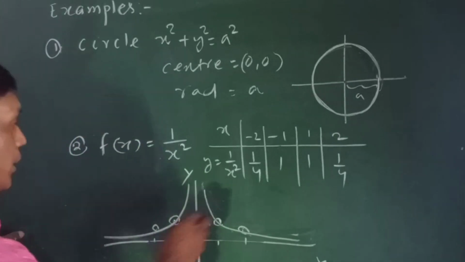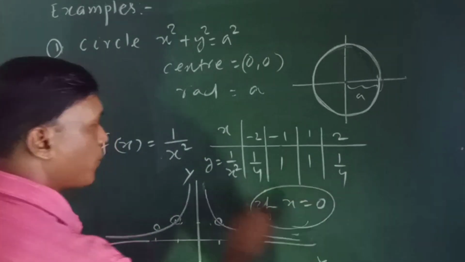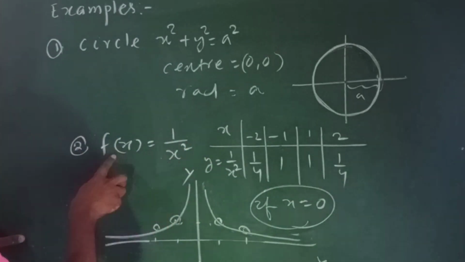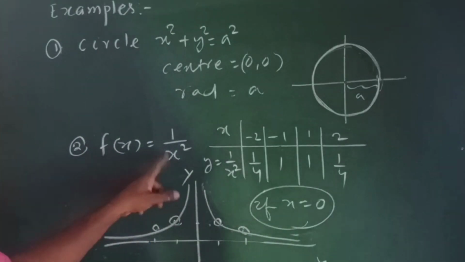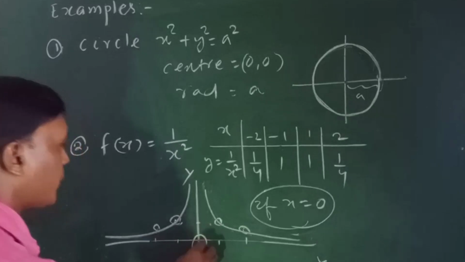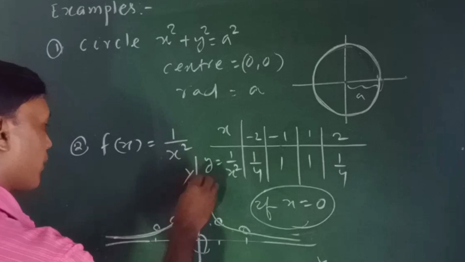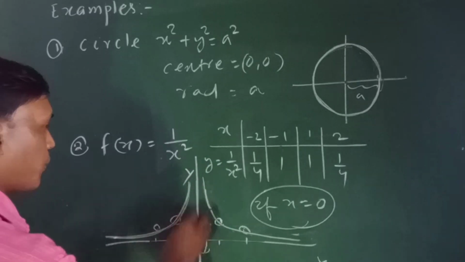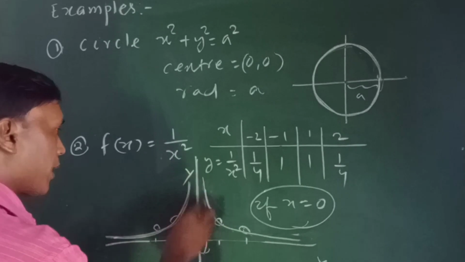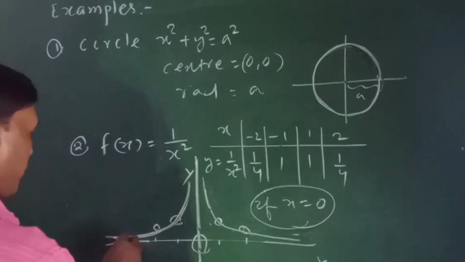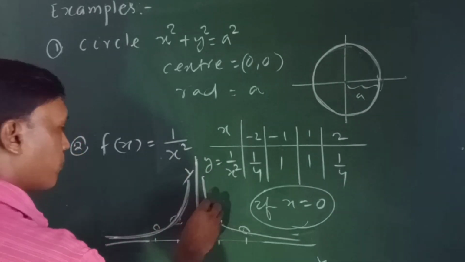But look at here, if x is equal to 0, what happens? If x is equal to 0, the function is not defined. The function cannot be defined. That means at x is equal to 0, there is no value of y. That means the graph of this function has no part when x is equal to 0. That means no part of the curve will touch this line. मतलब यहाँ जाएगा, यहाँ ब्रेक होगा, फिर यहाँ से शुरू होगा, फिर यहाँ से शुरू होगा.